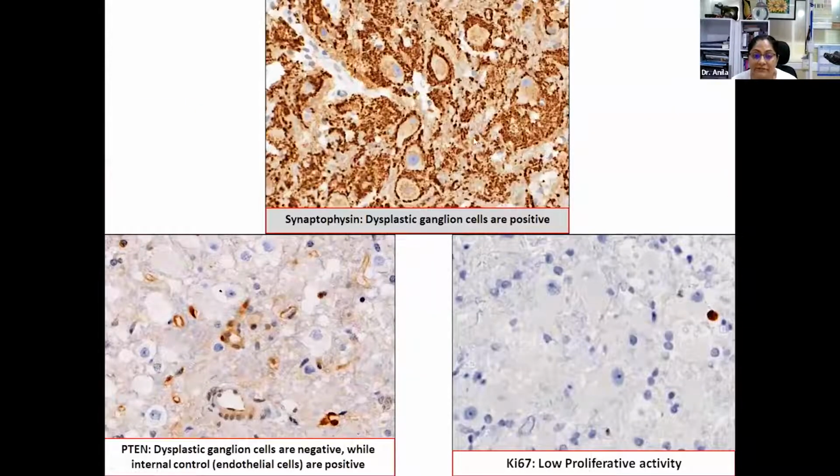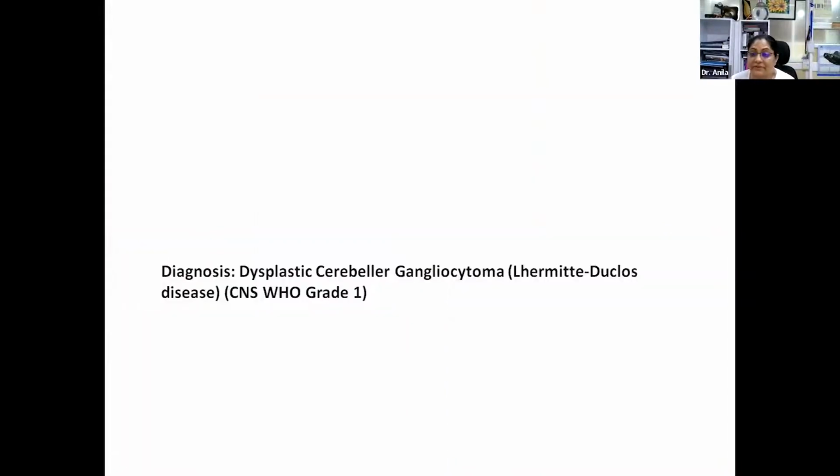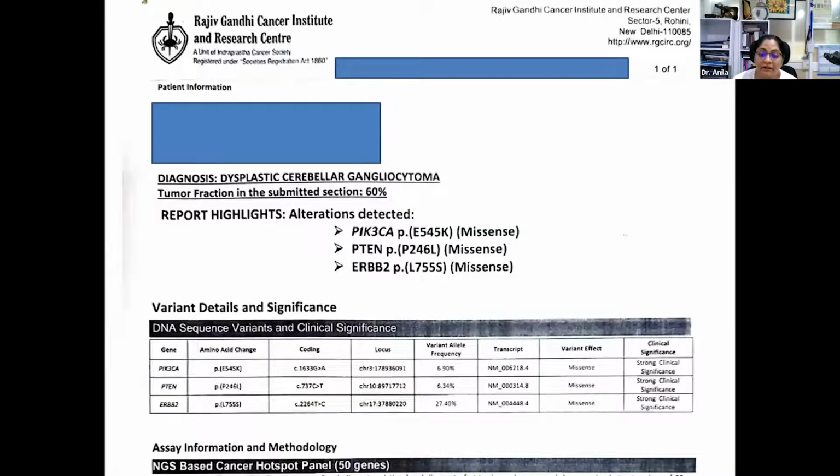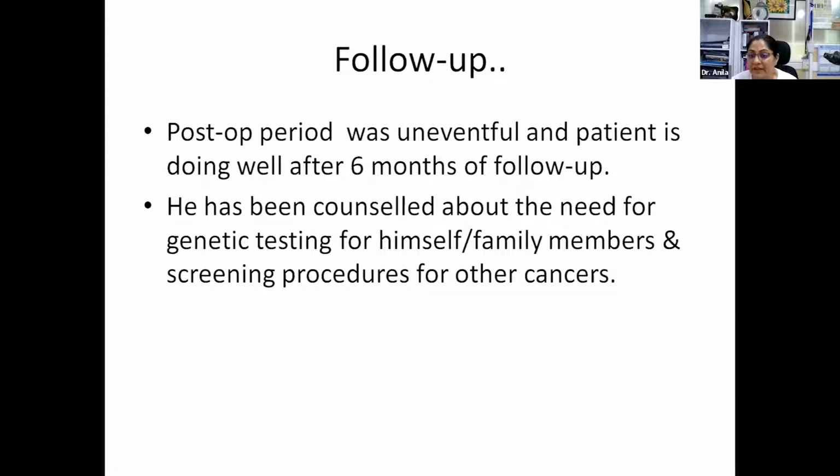The tumor cells were positive for synaptophysin, and PTEN was done. Usually these tumors show loss of PTEN, and this tumor did show loss of PTEN. And it was labeled as Lhermitte-Duclos. Further molecular testing, NGS, was done. The tumor showed missense mutations in PIK3CA, PTEN, and B2. The patient's post-op period was uneventful, and the patient is doing well after 6 months.